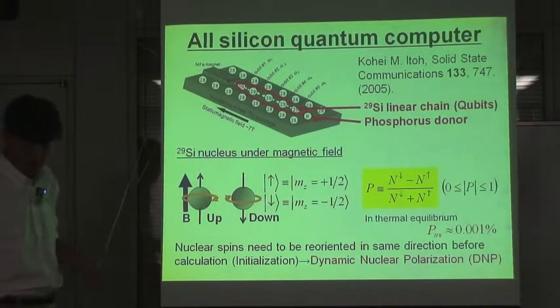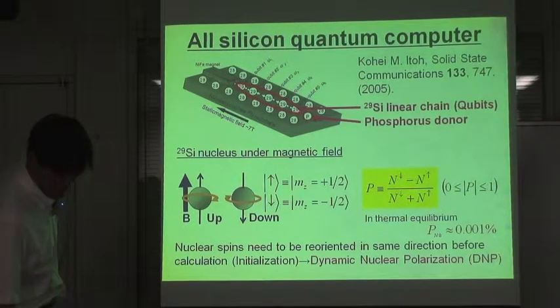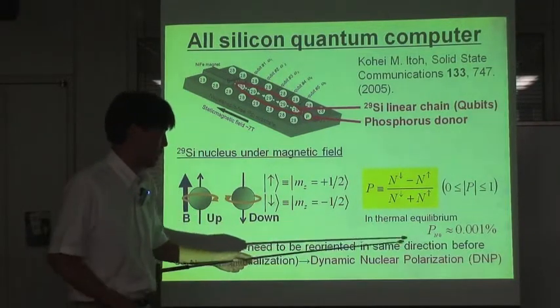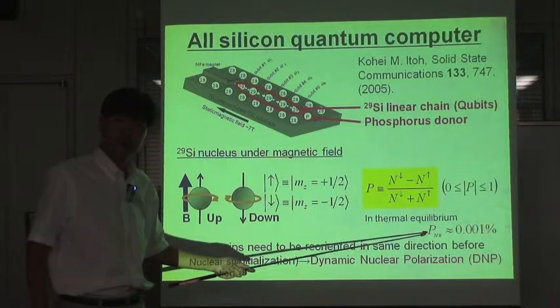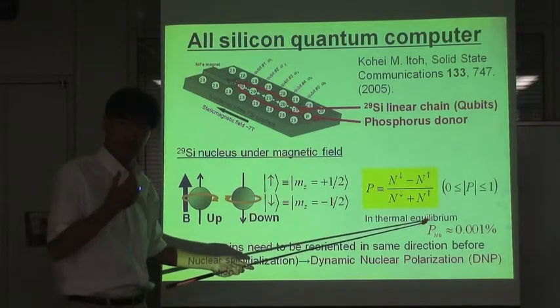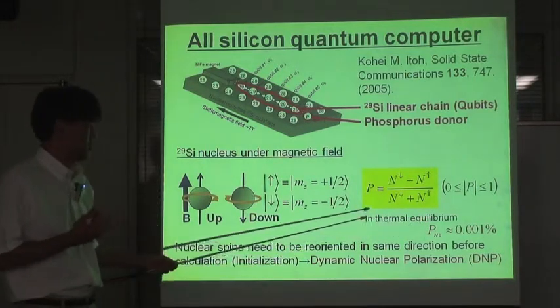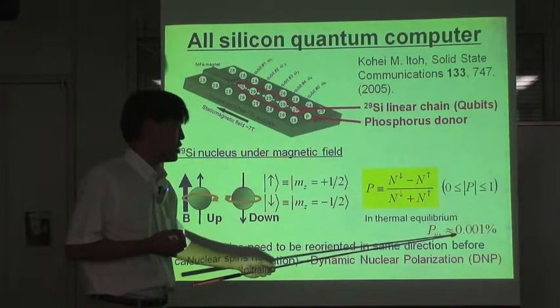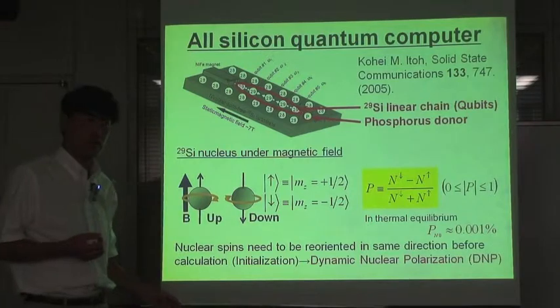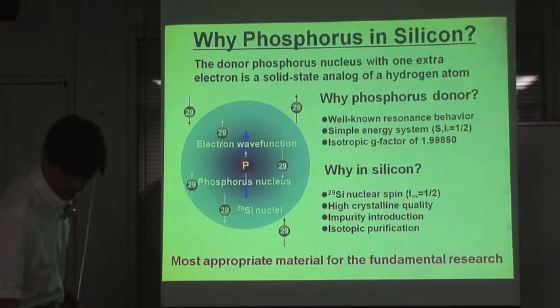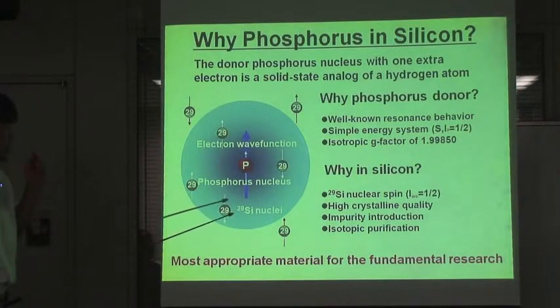So that's the definition of the polarization, and let me go on. But before I move on, I need to emphasize that at thermal equilibrium, for example at 4.2 Kelvin or so at low temperature, and with a magnetic field like 5 Tesla or so, the nuclear polarization is only 0.001%. So very few nuclear spins are polarized, and we want to increase that.